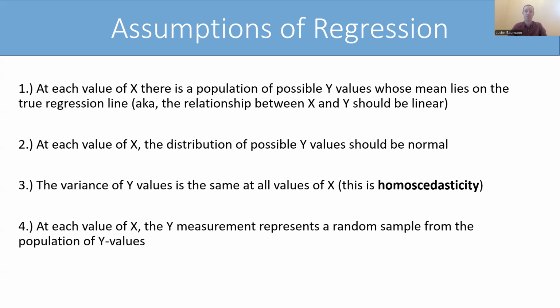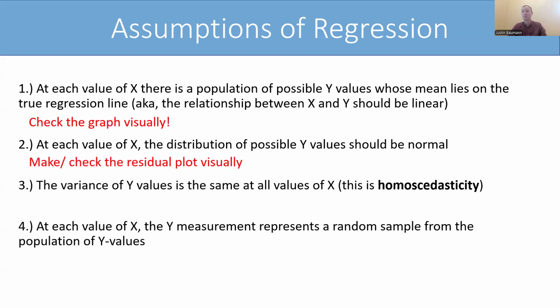So basically, we should have a linear regression. We should have a linear relationship between X and Y. To check this, you look at the graph with your eyes and see if it looks relatively linear. If it looks like some other kind of relationship, we maybe need some other kind of regression than linear. At each value of X, number two, the distribution of possible Ys should be normal. So we need to make a residuals plot and see if it looks reasonable, basically. And we can look at what that means in lab or in class.